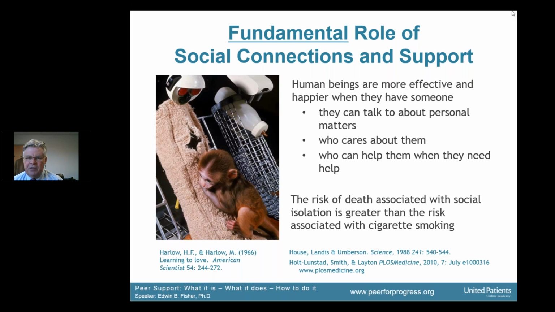So this is a fundamental, powerful aspect of human behavior. And it's even been shown in epidemiological studies that the risk of death associated with lacking social connection, with social isolation, is greater than the risk associated with cigarette smoking. So when we talk about social support and peer support, we're talking about a fundamental, strong characteristic of human beings, which is really strongly related to health outcomes. So this is an important thing. If we do it well, it can really be helpful.